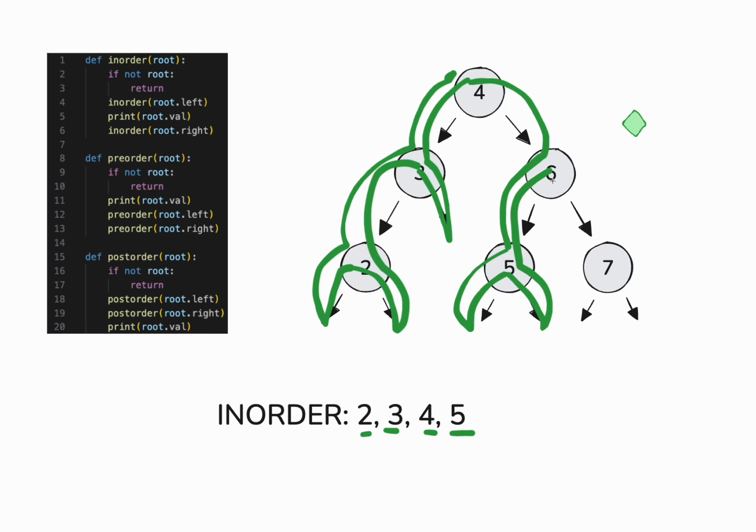So now we finished processing the left descendants of 6, and so we will process the 6. Then we'll call, let me actually do that a little bit nicer.